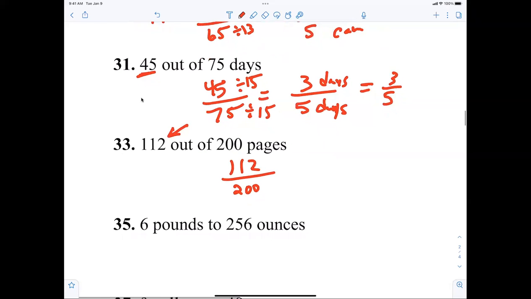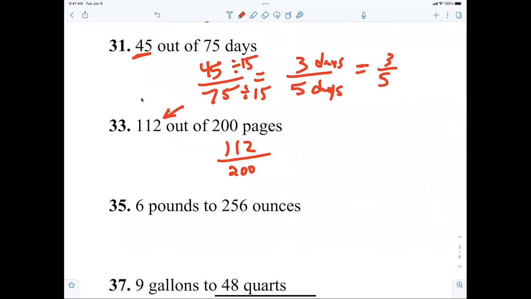So if we have 112 out of 200, does everybody agree we can reduce that by 4? So 4 goes into 11 twice, 4 goes into 30 with 3 left over, 4 goes into 32 8 times. And then 4 goes into 200 50 times. Now we can divide by 2 again. 14 out of 25. Is everybody good with that?